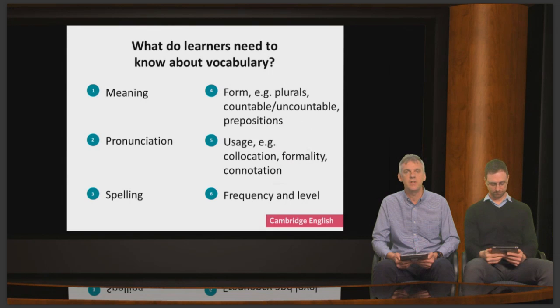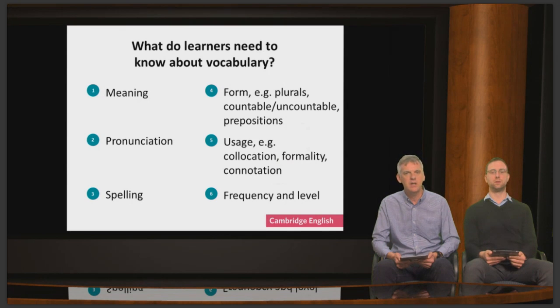Another consideration is how the word is used, its usage. If words are often used together, for example, a tough question, we call this collocation. There may also be questions about the formality of a vocabulary item. For example, the verbs inquire and ask about have different levels of formality, or even whether it has negative or positive connotations. For example, tabloid newspapers.